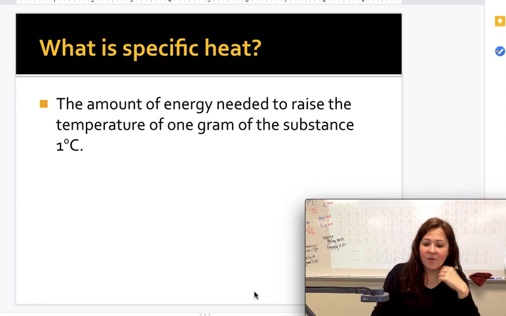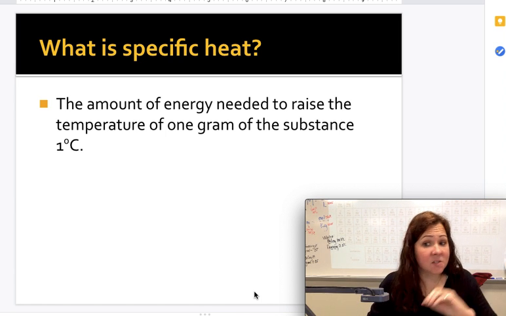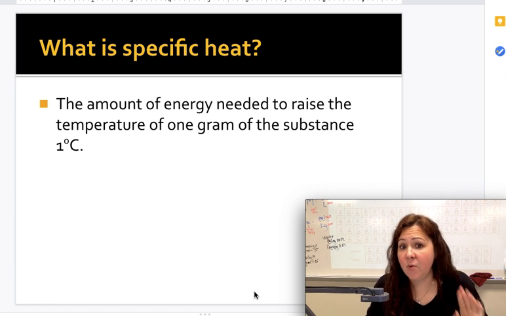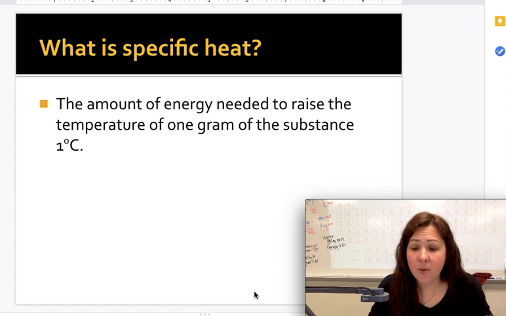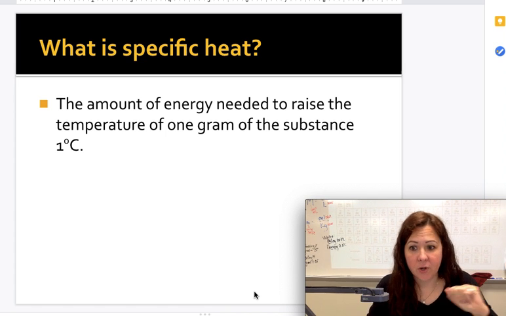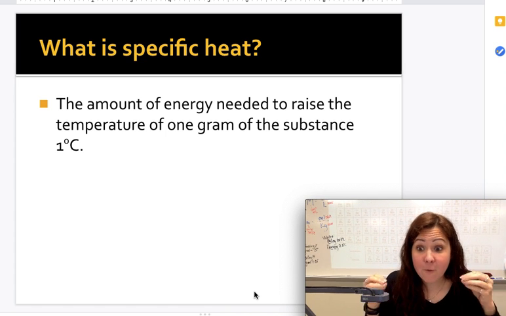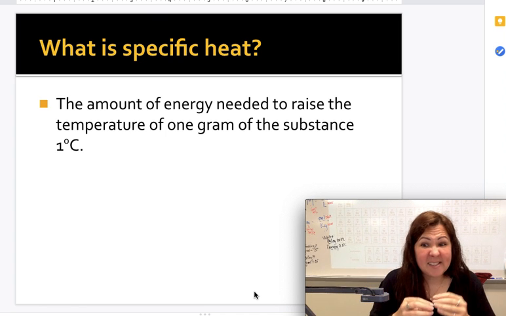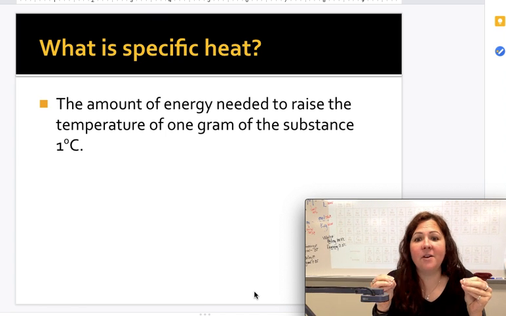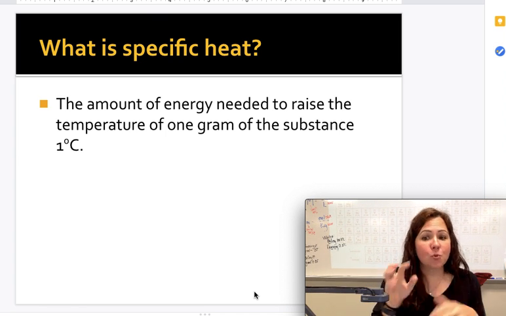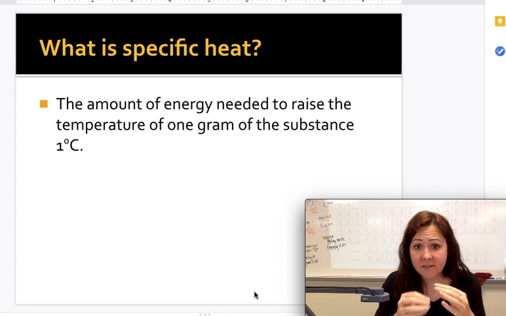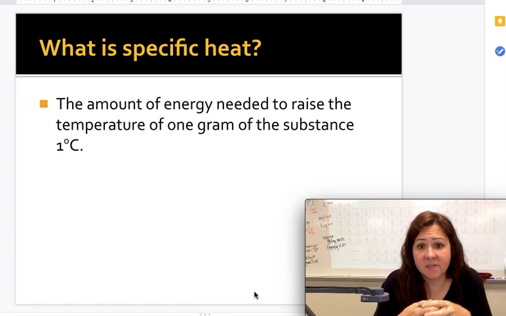That should sound familiar because in the last video, we had something called a little c calorie. A little c calorie has to do with water, specifically. It's how much energy you have to add to 1 gram of water to raise it 1 degree Celsius. But every pure substance has this certain magical amount of energy that you have to add to raise 1 gram of it 1 degree Celsius.